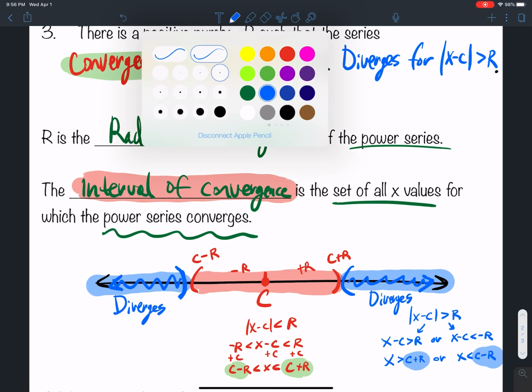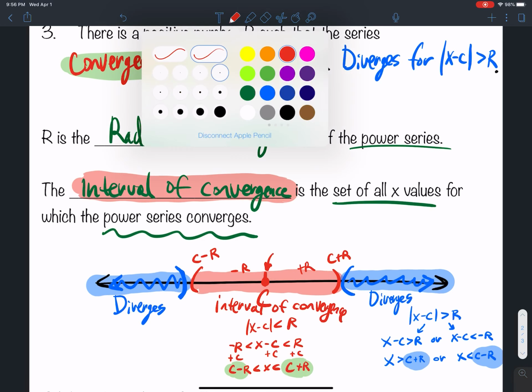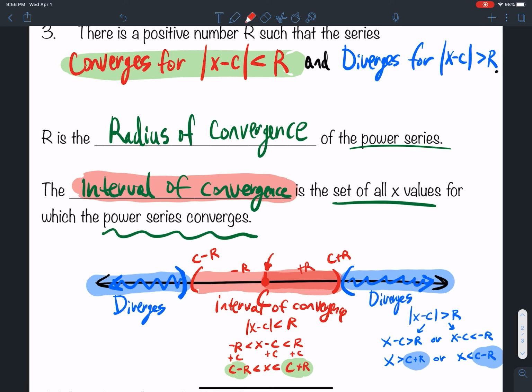So in the middle is my interval of convergence. In the center is c. The radius is that distance from the center to the edge of the interval, okay? So that distance is r. That's my radius of convergence.